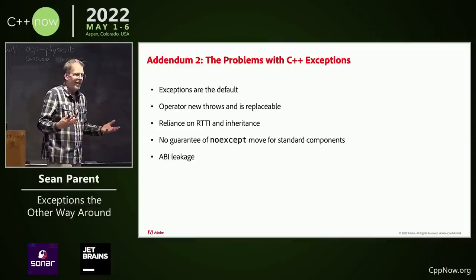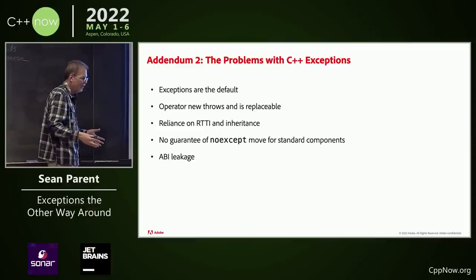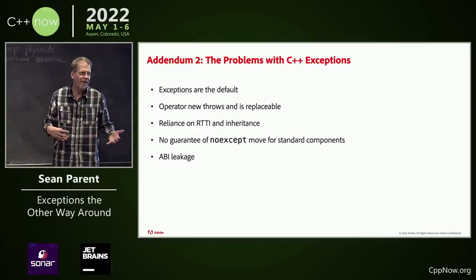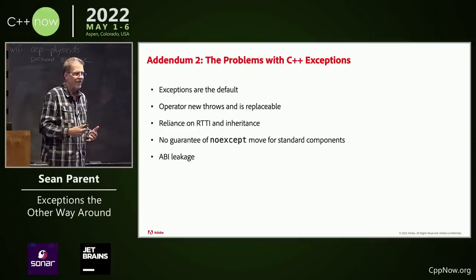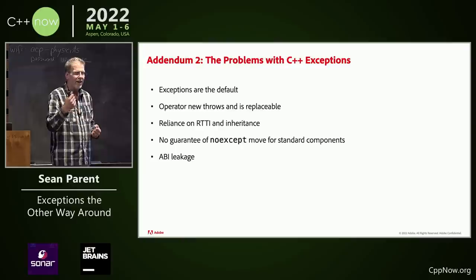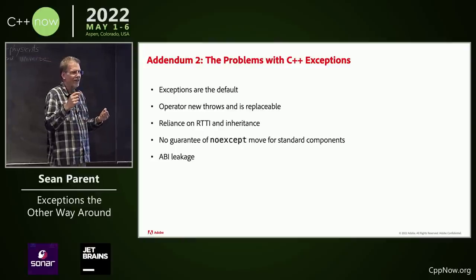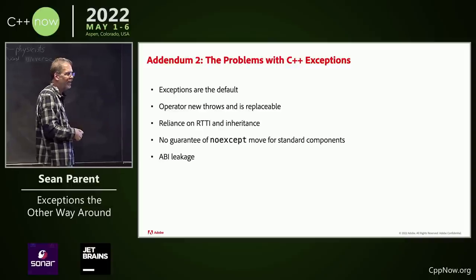And then ABI leakage, right? As much as people like to talk about, you know, C++, should we break the ABI or not? C++ doesn't have an ABI. It doesn't have any insulation around the ABI. If you're building DLLs and you're compiling them with one compiler and compiling another one with another compiler, you've got a very slim chance of that working unless you're absolutely super careful in how you define those things.